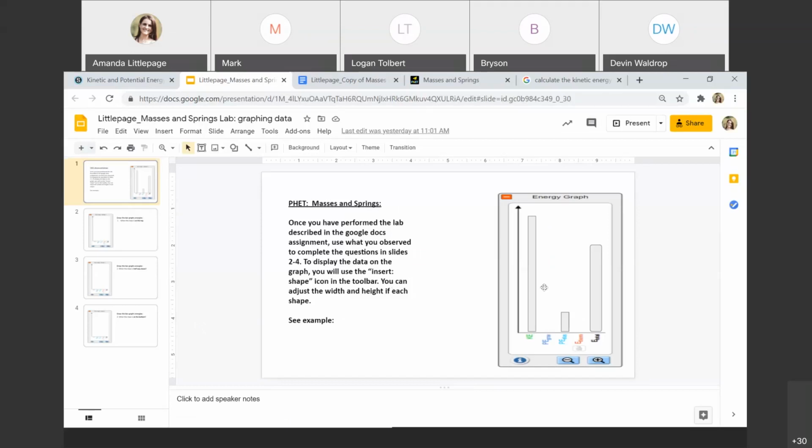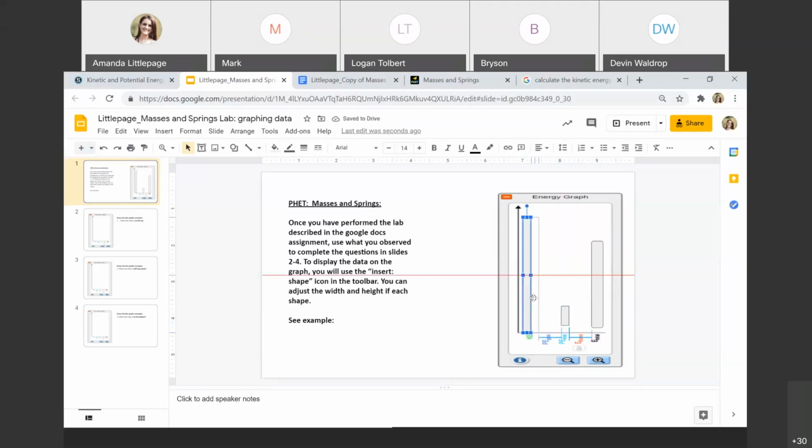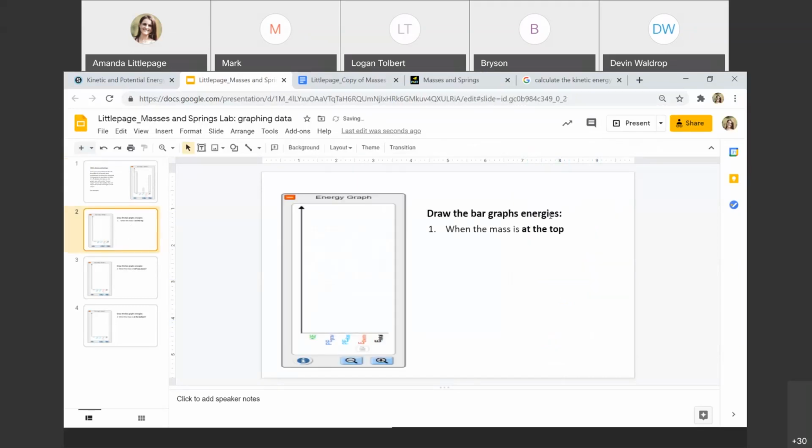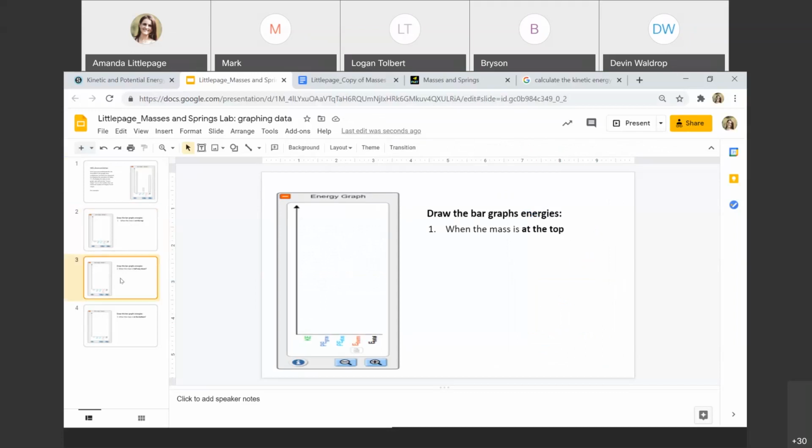So what you do, and this is my example here, the graph is just the background, the picture pulled from the lab that you guys are working on. Then you will insert the bar graphs of a certain color, depending on kinetic or potential energy, to represent what you observed. And each of these has a question. So it says here, draw the bar graph energies when the mass is at the top. So what did it look like when the mass was at the top of that spring? What did it look like when the mass was halfway down? And then lastly, what did it look like when the mass was at the bottom?